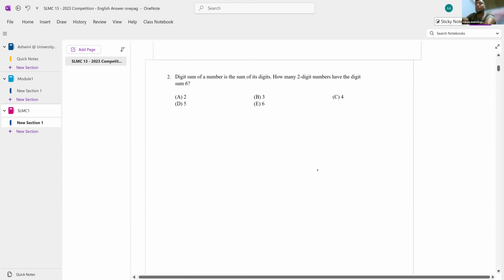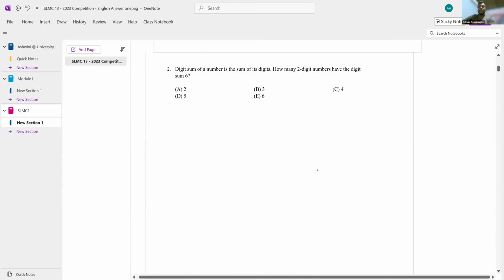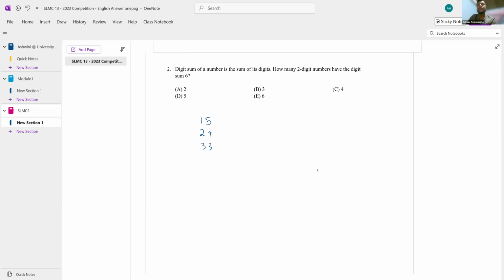Okay, let's move on to question number 2. Digit sum of a number is a sum of its digits. How many two-digit numbers have the digit sum of 6? So we have to start from something bigger than 10. Immediately I can see 15 is one of them. Now I can see the pattern: 24, 33, 42, 51, and 60. So there is no theory, just count them up, you get 6.